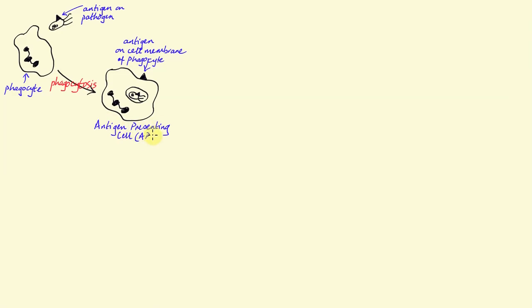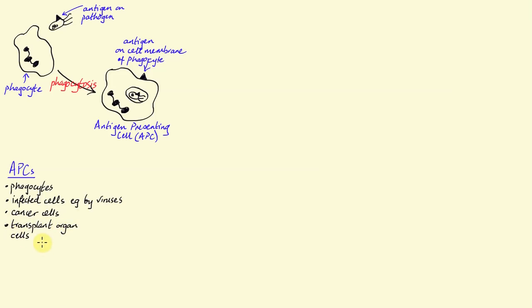And I think it's very helpful for you to understand that other cells, as well as phagocytes, can be antigen-presenting cells. And that brings about these cells' destruction by the cytotoxic T cells, which we're about to come to. So, antigen-presenting cells: phagocytes, kind of obviously. Infected cells, particularly those by viruses, will present the viral antigen on their surface. Cancer cells at the early stage of cancer can be destroyed by the immune system, and transplant organ cells, that's why transplant organs are rejected.